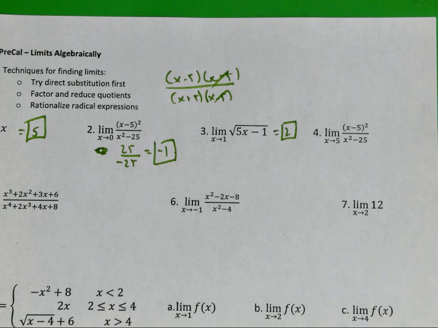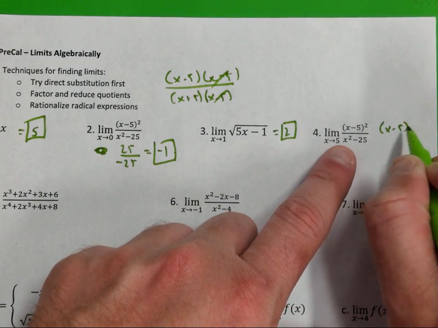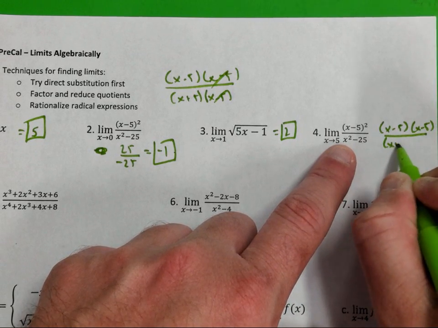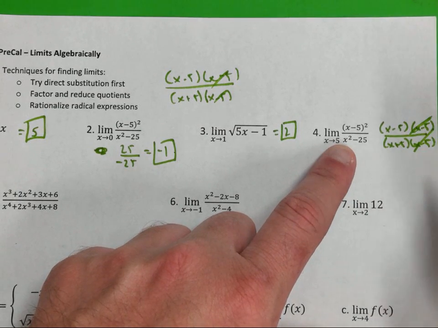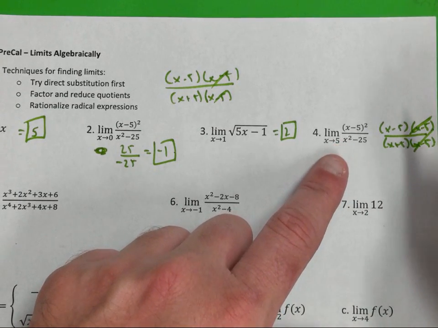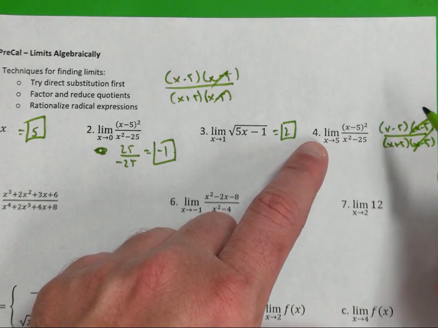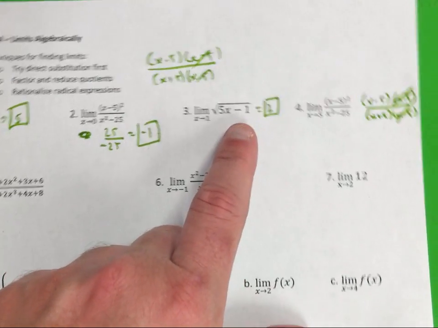This is where I would factor, okay? I'm going to try to break it down. So that'd be x minus 5 times x minus 5 over x plus 5 times x minus 5. Then I'm going to cancel, remove. Once I remove all I can do, then you try direct substitution again. Okay? Once you clean it up, you try direct substitution again.